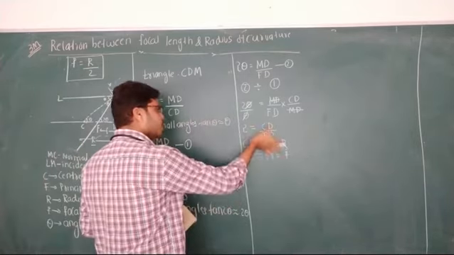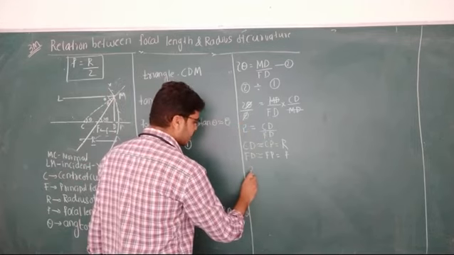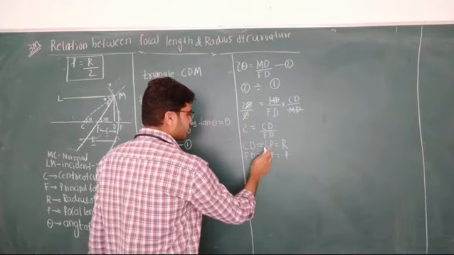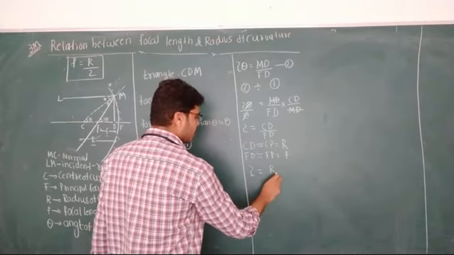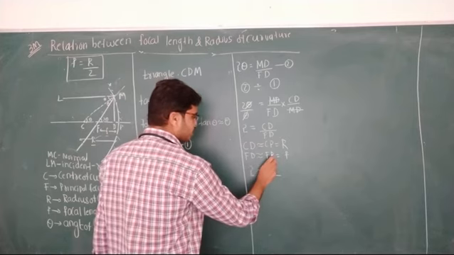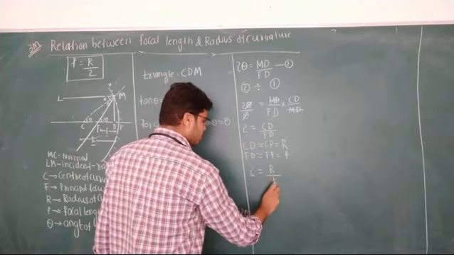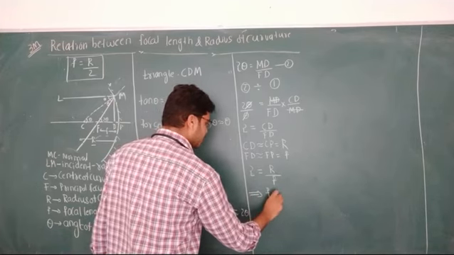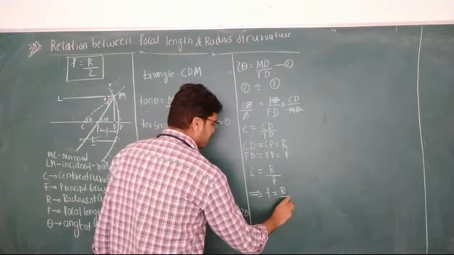You put these values in this equation. Then this equation becomes 2 is equal to CD, that is nearly equal to CP, that is equal to R, divided by FD, that is nearly equal to FP, that is nearly equal to small f. Finally, focal length is equal to R by 2.